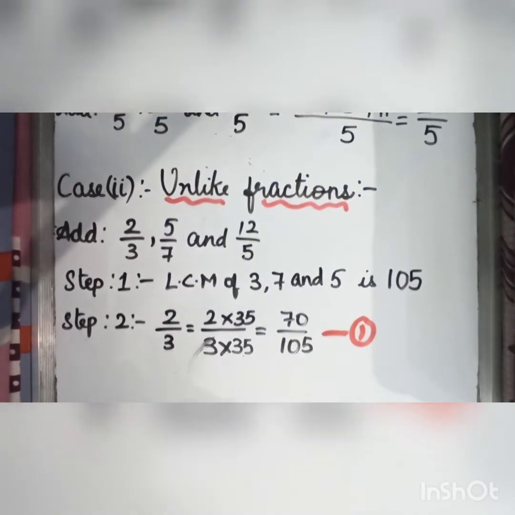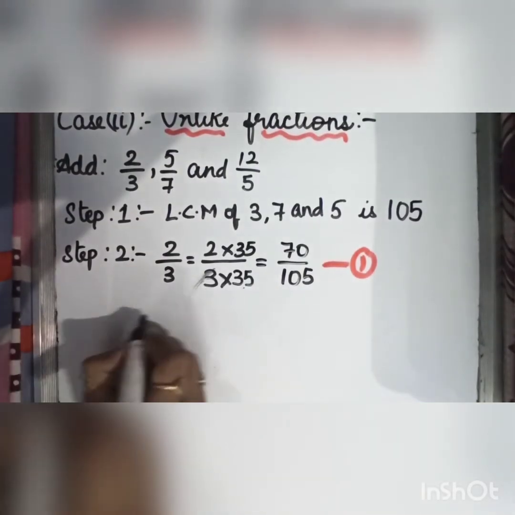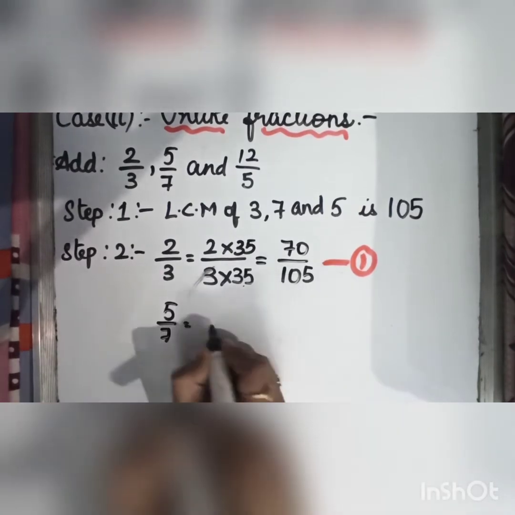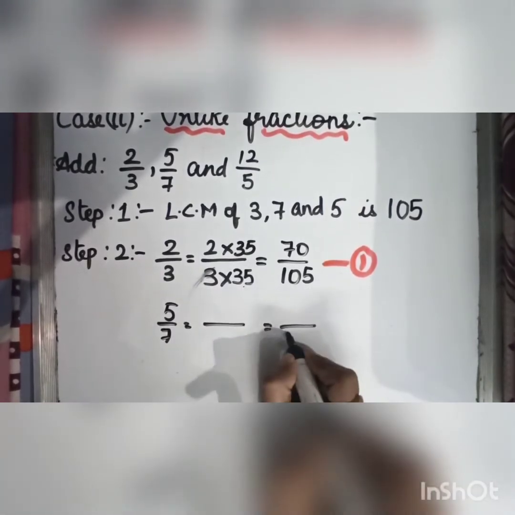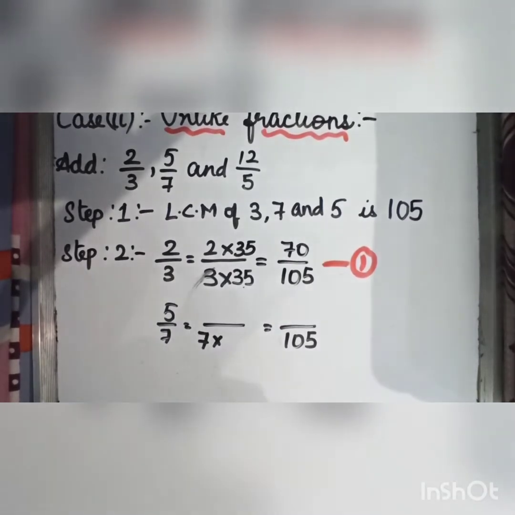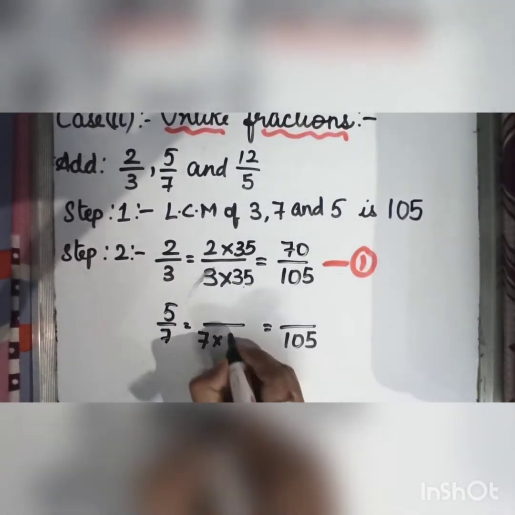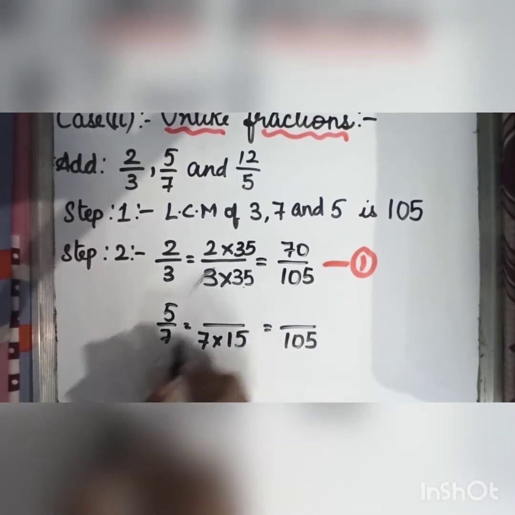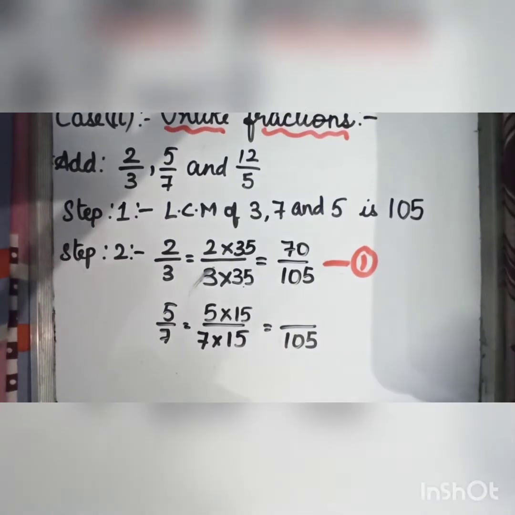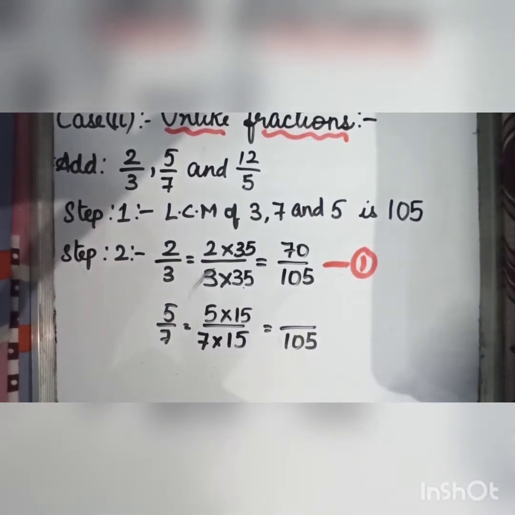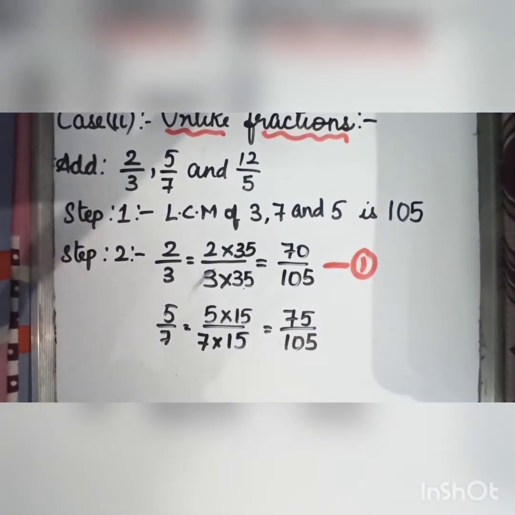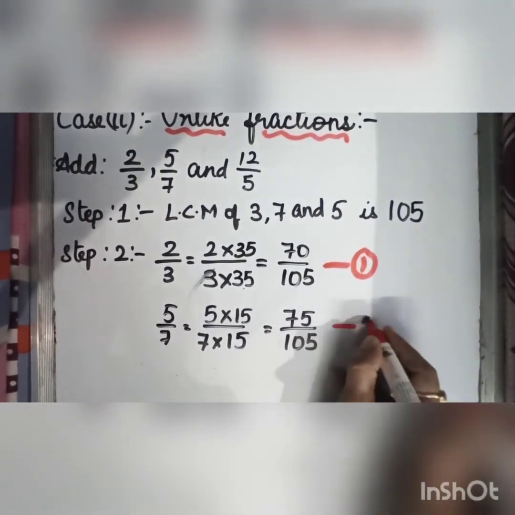The next step would be converting 5 by 7 into a fraction which has denominator 105. 7 into how many times is 105? 7 into 15 is 105. So 5 should also be multiplied by 15. 15 5s are 75. This is my second fraction.